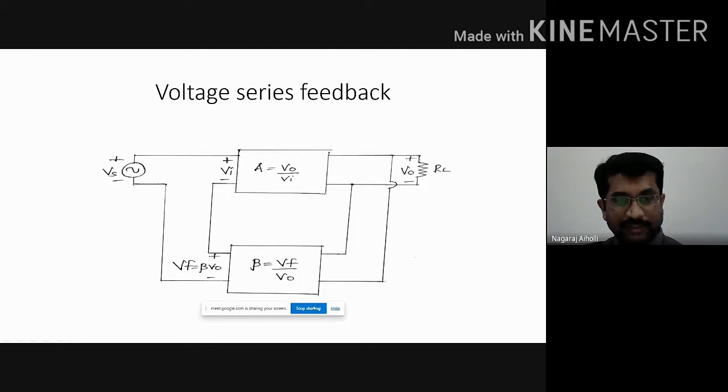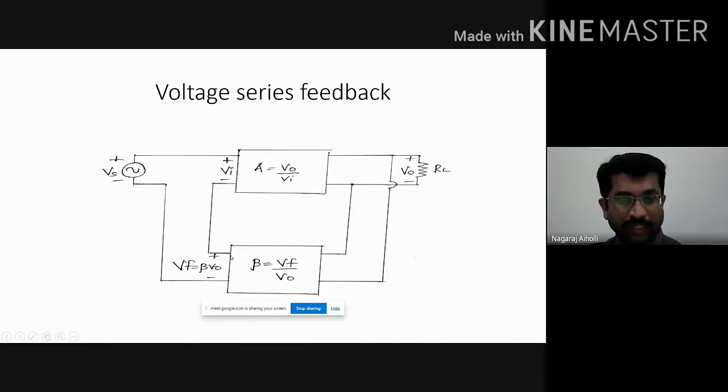Then we have the feedback circuit here. The output voltage of the amplifier is applied as input to the feedback network. It is V0. Then the output of the feedback network is Vf, which is applied in series with the input. Therefore, the feedback factor beta is Vf by V0. That is, output is Vf, input is V0. Therefore, we have beta equal to Vf by V0, or Vf equal to beta into V0.